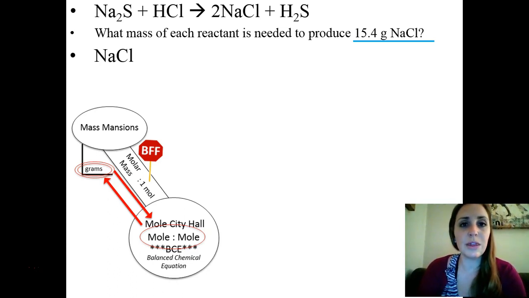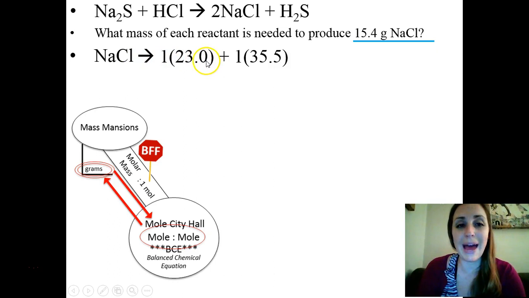So let's first start with the mass of sodium chloride, just because that's the one that's given to me in the problem. So that's 1 sodium, 1 chlorine. So here are the masses that I got from the periodic table.